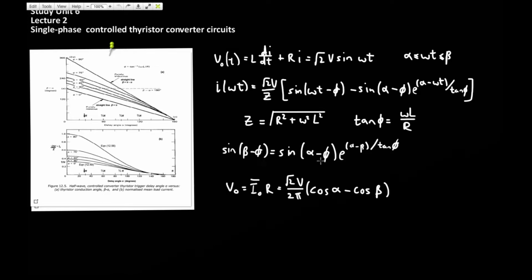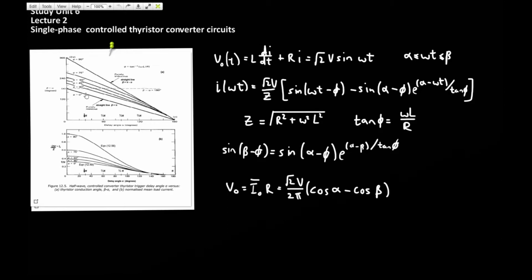Phi. This equation here is plotted here in the top graph, which plots beta minus alpha against alpha, or in more layman's terms, the conduction angle versus the delay angle on the horizontal axis. For this family of curves, there are several curves where phi is put equal to 0, 30 degrees, 45, 60, 75, and finally 90 degrees. And this generates a family of curves which help define how the load behaves.